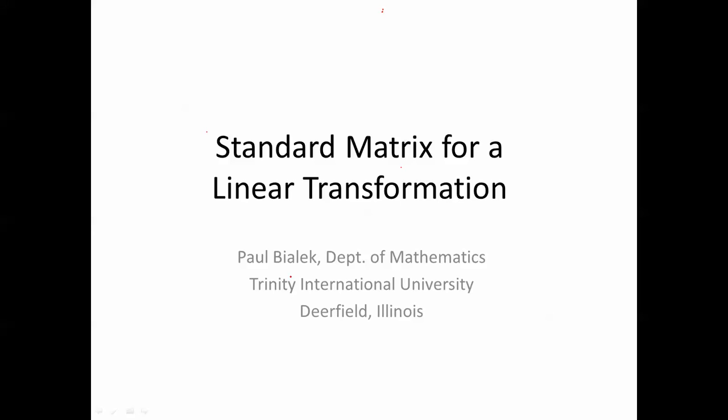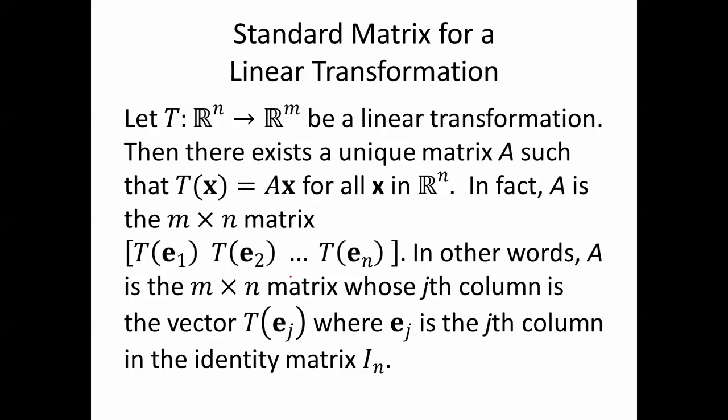Let's look at the standard matrix for a linear transformation. Let T from Rn to Rm be a linear transformation. Then there exists a unique matrix A such that T of x equals Ax for all x in Rn. In fact, A is the m by n matrix. Holy cow, this is getting complicated, but you'll be fine.